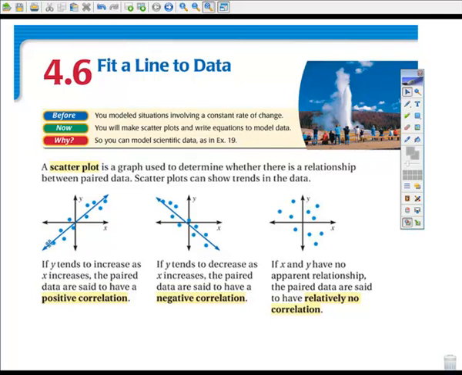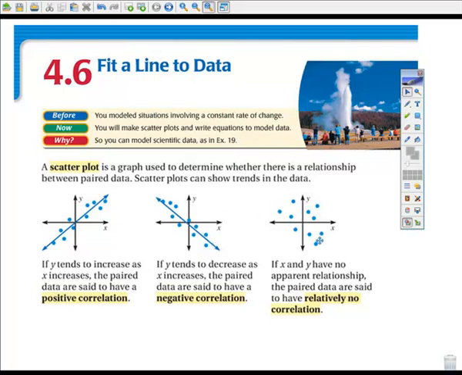So for example, this one looks like as the x increases, the y increases. So we say that this has a positive correlation. We're looking at the scatter plot, but it looks like a line might fit nicely between all those scattered points. This one is said to have a negative correlation because as the x's increase, the y's decrease.